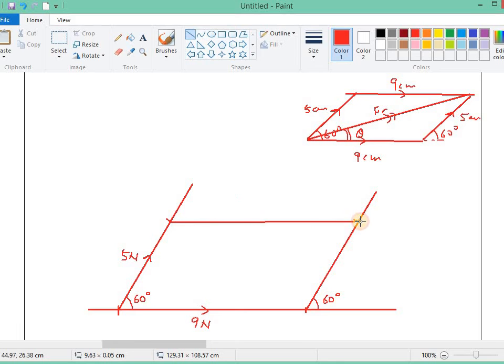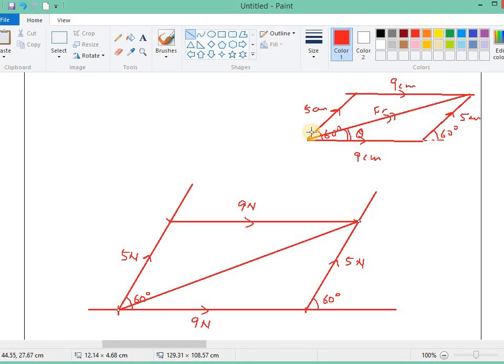connect the 2 points. So this represent 9 Newton, this represent 5 Newton. Okay? Alright, now we draw a diagonal line. Why we draw diagonal line from here to here?